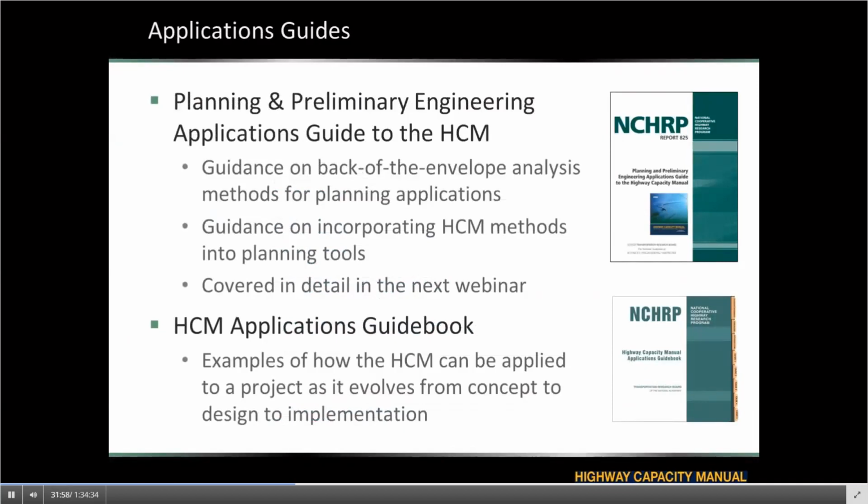The HCM Applications Guidebook provides 5 case studies demonstrating how the HCM can be applied to projects as they evolve from concept to design to implementation, along with a 6th case study demonstrating the use of the HCM in conjunction with simulation.